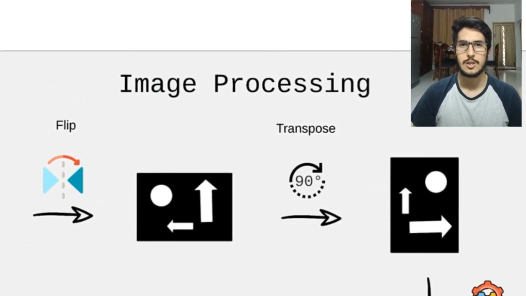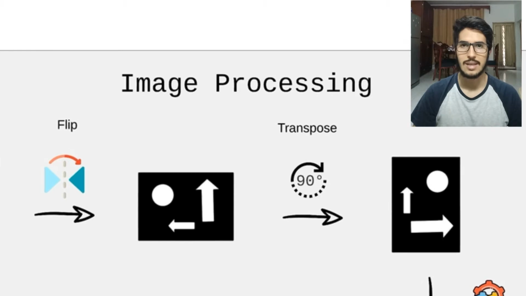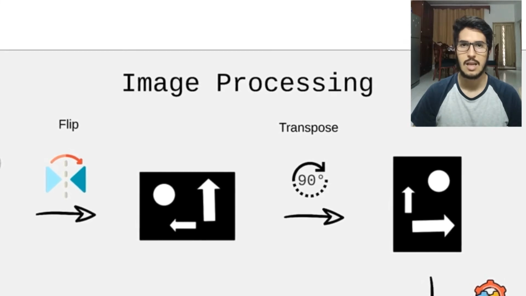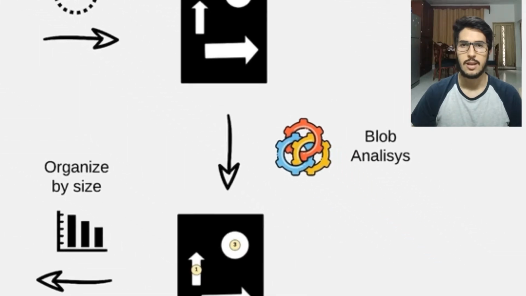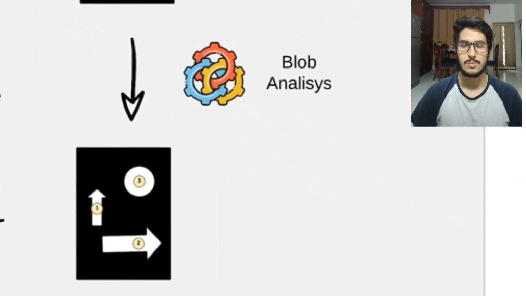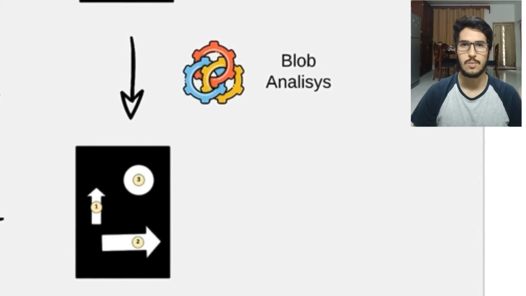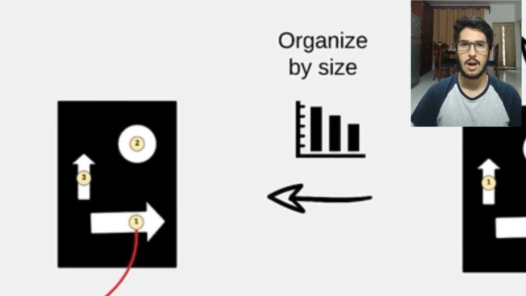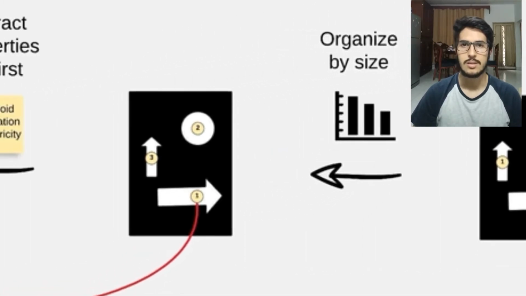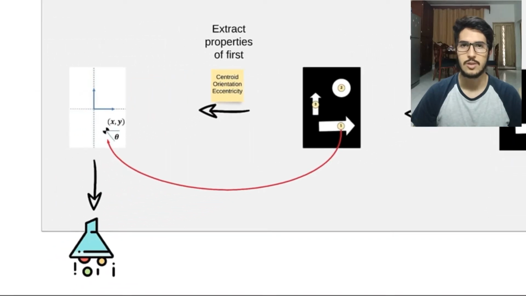Later, the image is inverted over the y-axis and then it is rotated 90 degrees, transposing the image matrix. Finally, a blob analysis is performed to identify and classify the different figures that compose the path to follow. These figures are organized according to their size to extract the centroid, the orientation, and the eccentricity of the figure with the largest area, so that we can obtain the coordinates to follow.